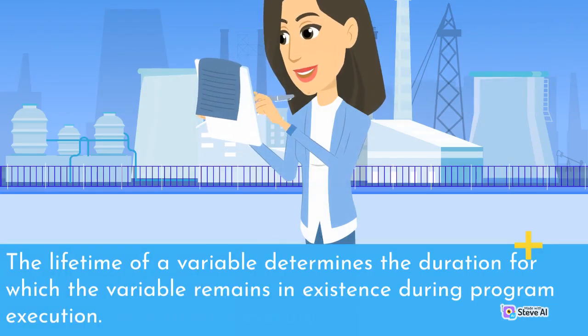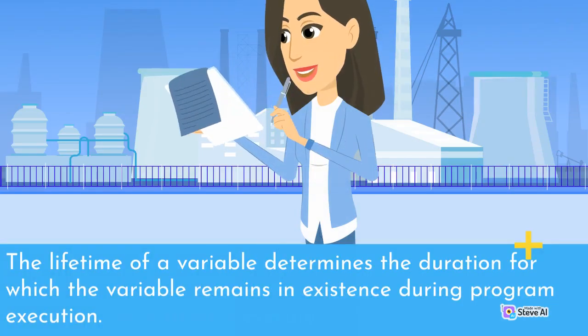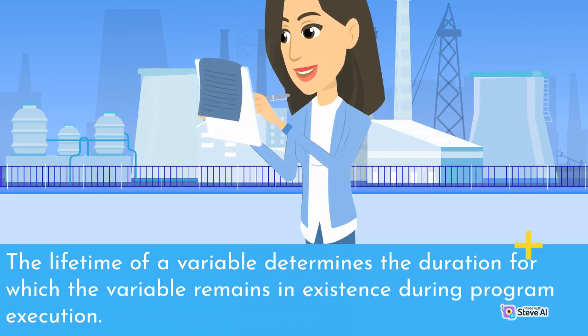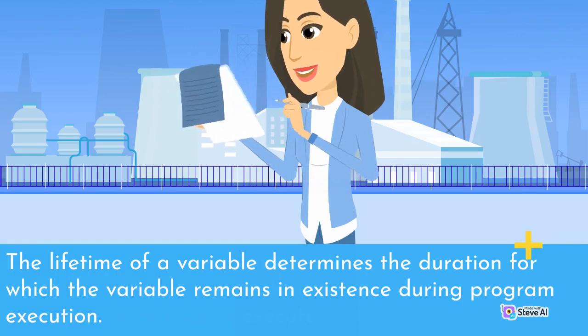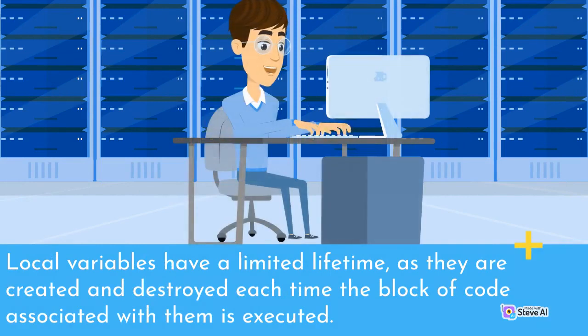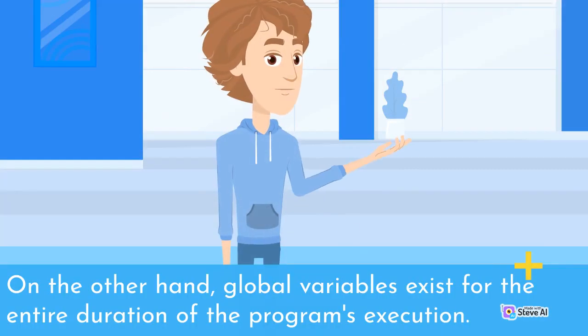The lifetime of a variable determines the duration for which the variable remains in existence during program execution. Local variables have a limited lifetime, as they are created and destroyed each time the block of code associated with them is executed. On the other hand, global variables exist for the entire duration of the program's execution.